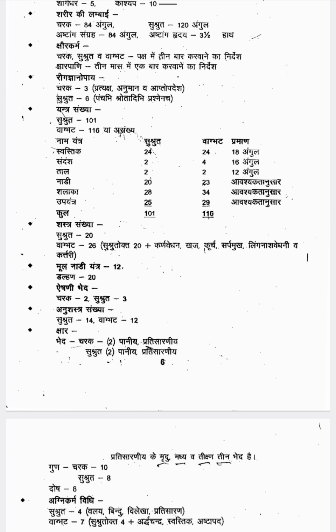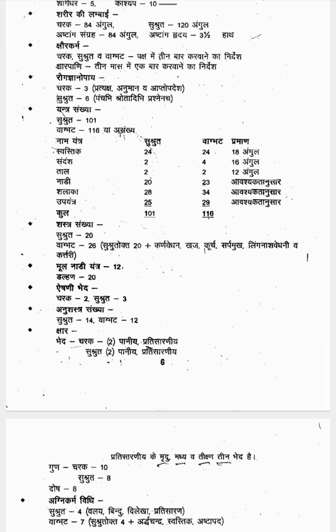So we can start. Next one is Shastra. Okay, so Yendra we have seen in the last class. Now we are moving to the next instrument, Shastra Sankhya. Okay, so Sushruta has mentioned 20 types of Shastras.